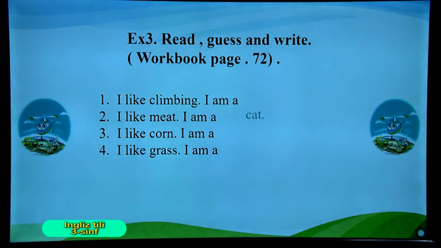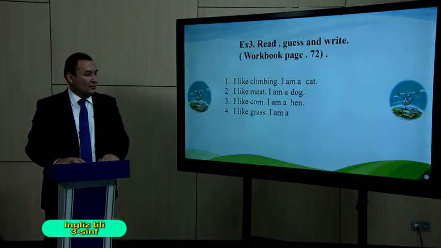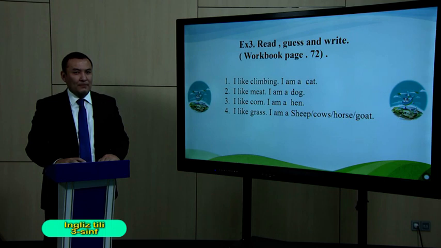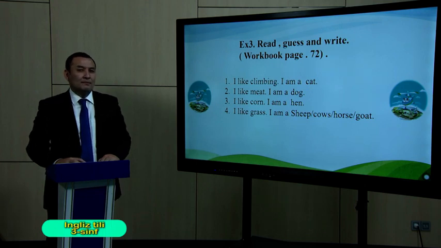I like climbing. I'm a cat. Cat is a hero from the cartoon Tom and Jerry. I like meat. I'm a dog. A dog is a hero from the cartoon Pluto. I like corn. I'm a hen. A hen is a hero from the cartoon Susambul. You're right. Great. I like grass. I'm a sheep, or might be cow, horse, or goat. Great job. Have you written down to your workbook? Well done.